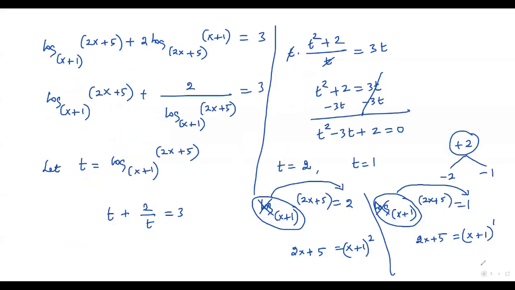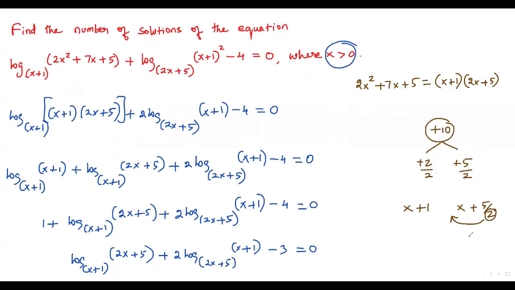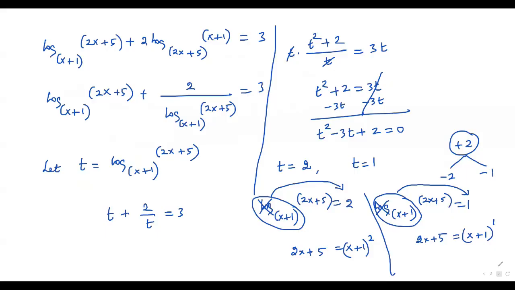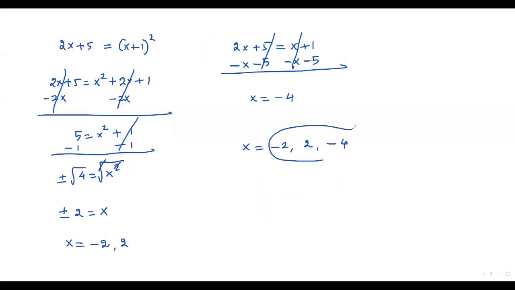Okay, according to the instruction we have in the question, x has to be greater than 0. That is, the value of x has to be positive. Among the 3 values of x we have over here, 2 values are negative, so we can reject them. We can consider only the positive value of x, that is x equals 2. So solving the given equation, I'm getting only one solution, that is 2.